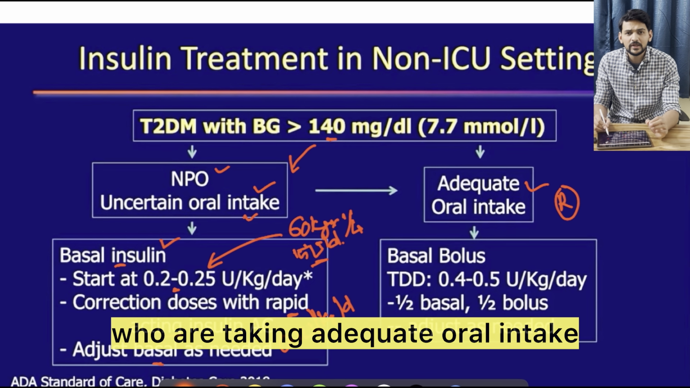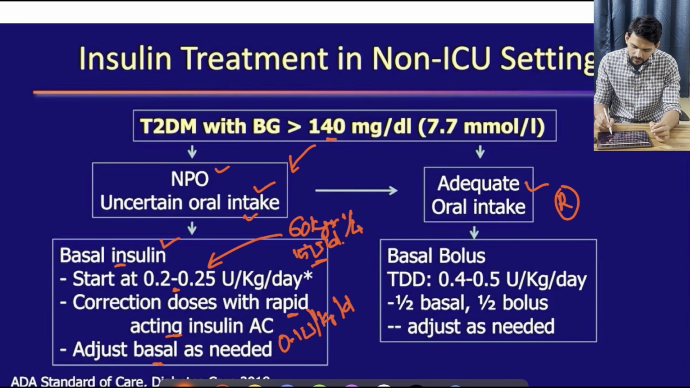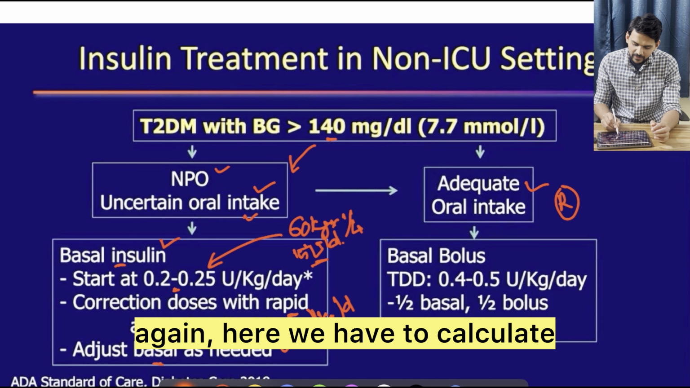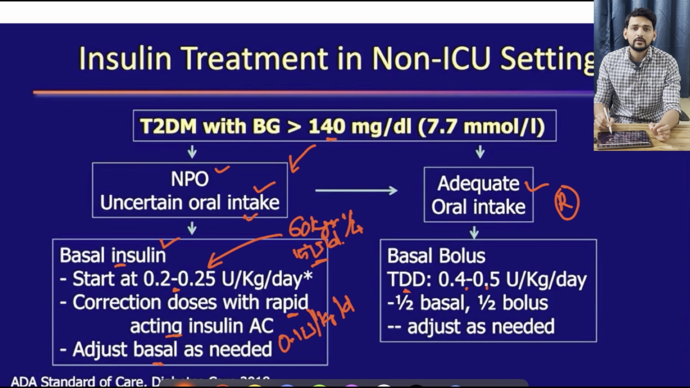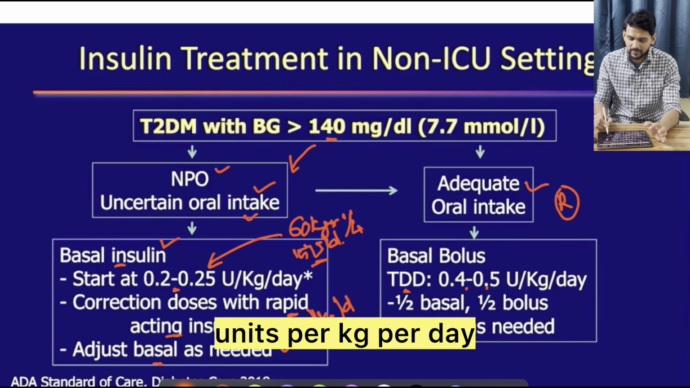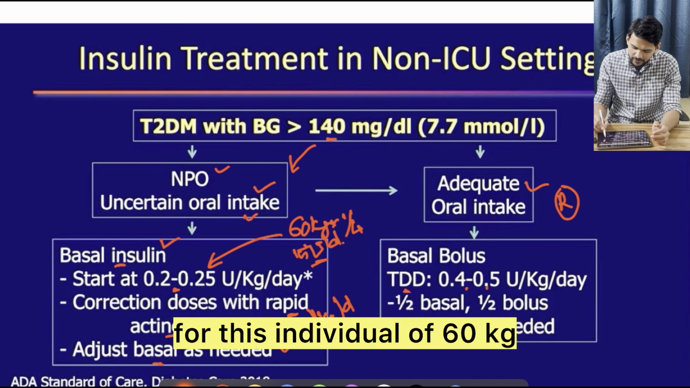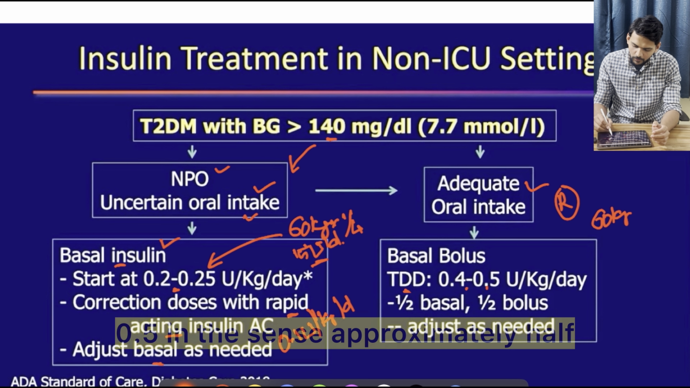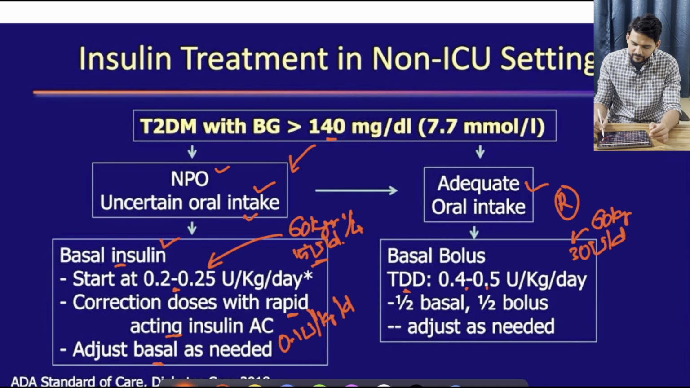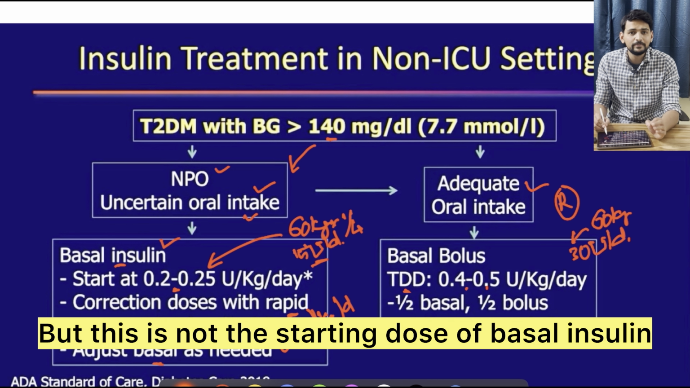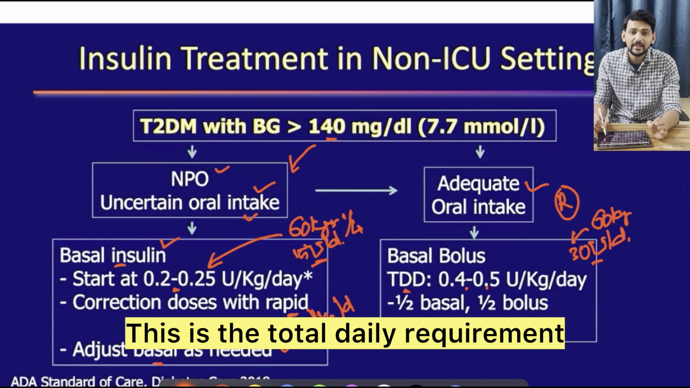Whereas for those who are taking adequate oral intake, again here we have to calculate daily dosage, 0.4 to 0.5 units per kg per day. For example, again for this individual of 60 kg, 0.5 in the sense approximately half. So it will be 30 units per day. But this is not the starting dose of basal insulin. This is the total daily requirement.